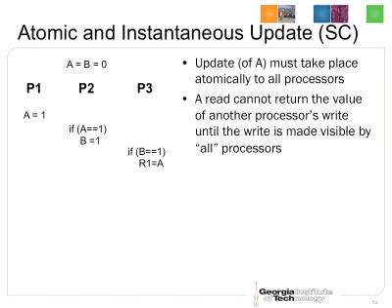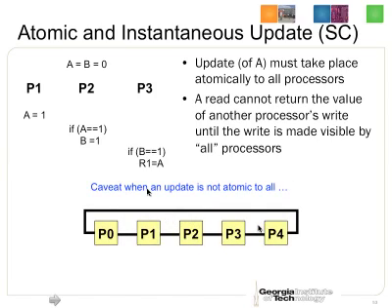Atomic and instantaneous update. The update of a variable must take place atomically to all processors. In this example, we have two variables, A and B, both at 0 at the beginning. We have three processors. Each processor has a different program to run. The first processor updates A to 1, and the second processor will check if A is 1. If that's the case, it will update B. And similarly, P3 will check B. If B is 0, it will update R1 with the value of A. A read cannot return the value of another processor's write until the write is made visible to all the processors. That's what we really want.